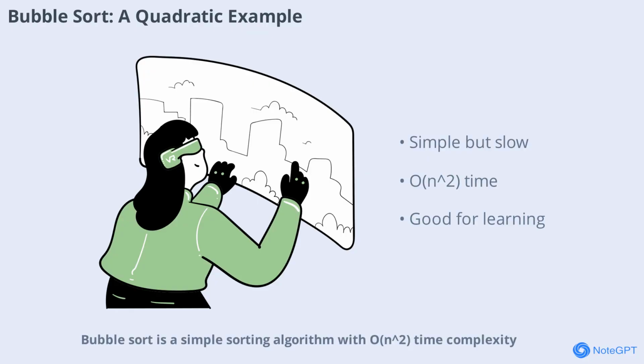Bubble sort is a simple sorting algorithm with O(n^2) time complexity. It works by repeatedly swapping adjacent elements if they're in the wrong order. While easy to understand, bubble sort is inefficient for large lists, making it more of a teaching tool than a practical solution.